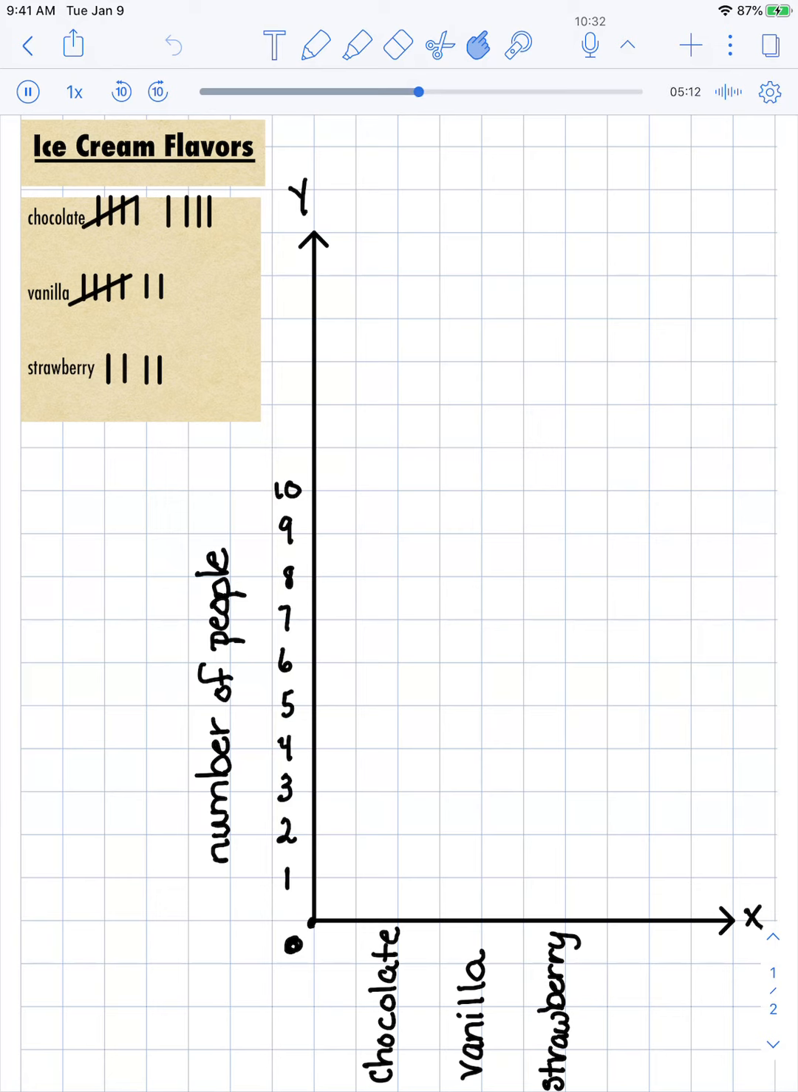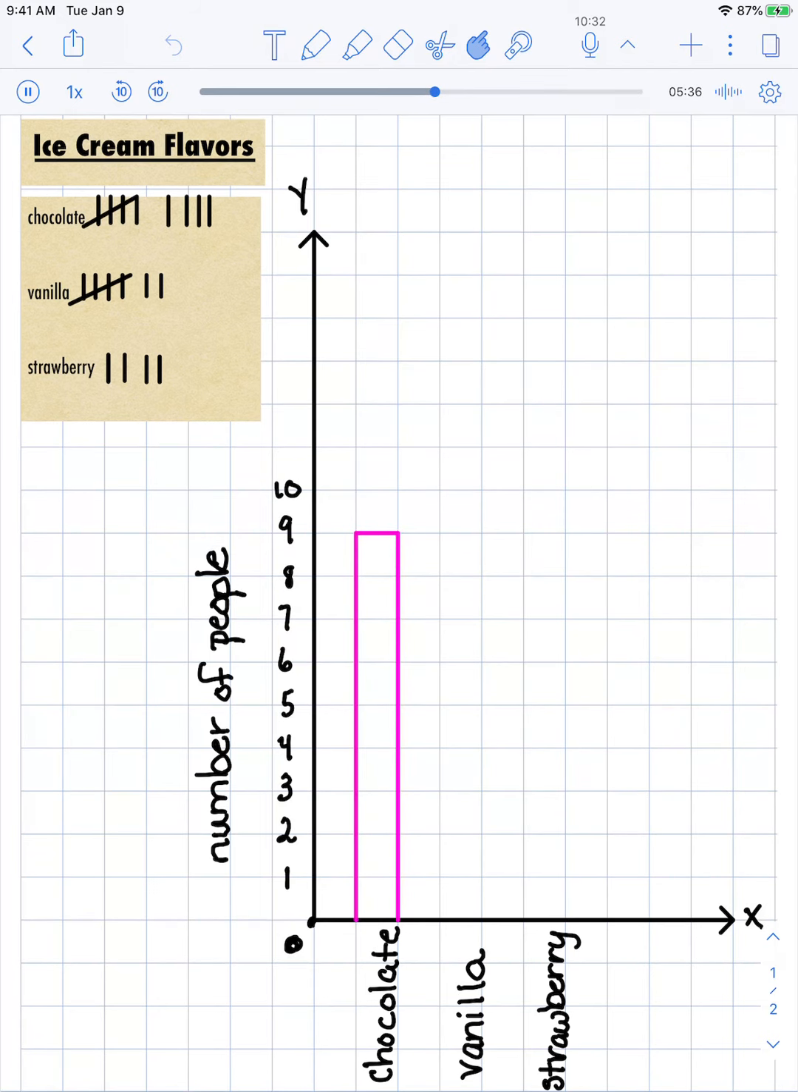So chocolate was 9. So I'm going to draw. I like to draw up like this, up to the 9 line. And then I'll draw across. That way I'm kind of boxing it in. Makes it a little bit easier for coloring, like that. I think I'm going to try to get a slightly fatter color on this so you guys can see. And the pink. There we go.